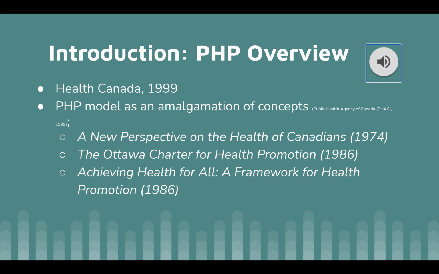In '86, the Ottawa Charter for Health Promotion and Achieving Health for All, a framework for health promotion, were published. This brought further attention to the social determinants of health and the need for a new model that addressed the changing context of health.